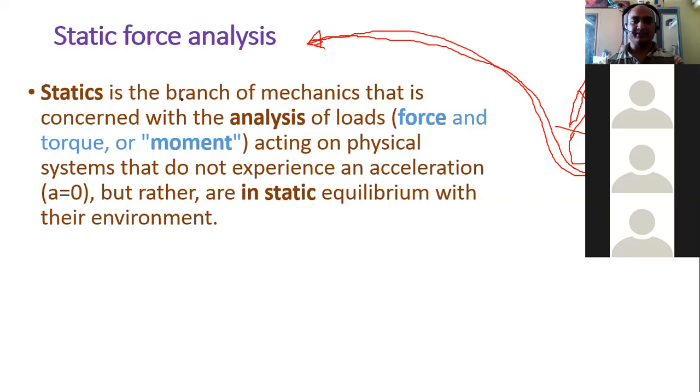Statics is a branch of mechanics that is concerned with the analysis of loads, force and torque or moment acting on a physical system that does not experience any acceleration. It means that the acceleration is zero. So to make this acceleration zero, summation of F must be equal to zero, and summation of M, that is moment, must also be zero. Such systems are in a static equilibrium with their environment, obviously.